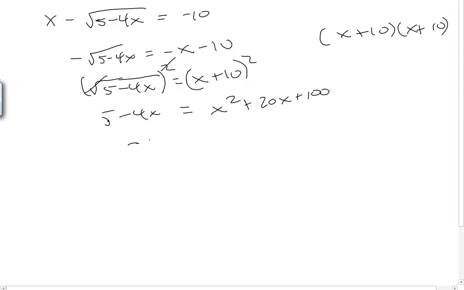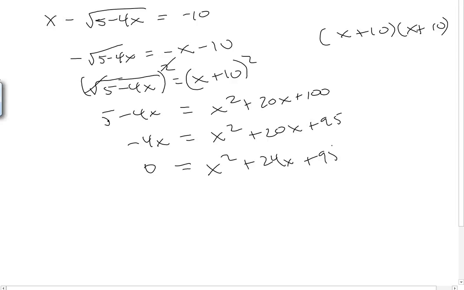So if I subtract the 5 over, I get negative 4x equal to x squared plus 20x plus 95. And then if I add the 4x to the other side, I get 0 equals x squared plus 24x plus 95.